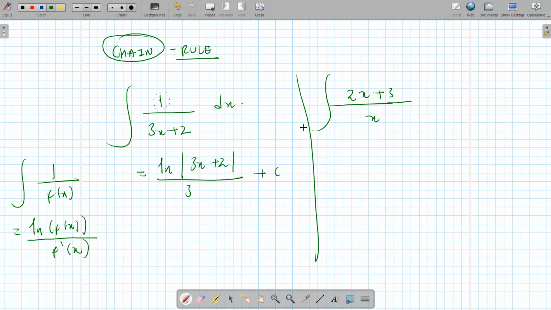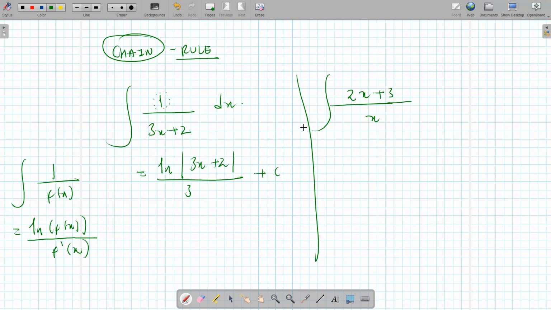With everything we've learned today, are we able to do this? Yes or no? We learned the power rule. We learned some trig, nothing to do with the trig here. We also learned the ln thing. We haven't learned anything about quotient rules or anything like that. Do you think we can do this? The answer is yes, by the way.